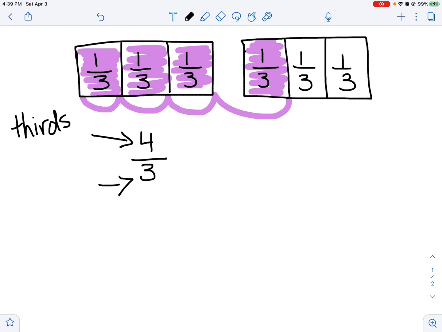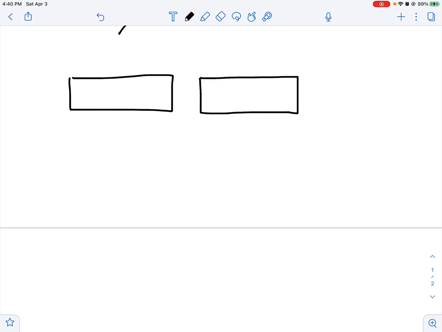4/3 is equal to 1 whole and 1/3. Okay, let's take a look at one more. What if I have more than 2 wholes? Oh my goodness. Let's say I have 1, 2, 3 granola bars.